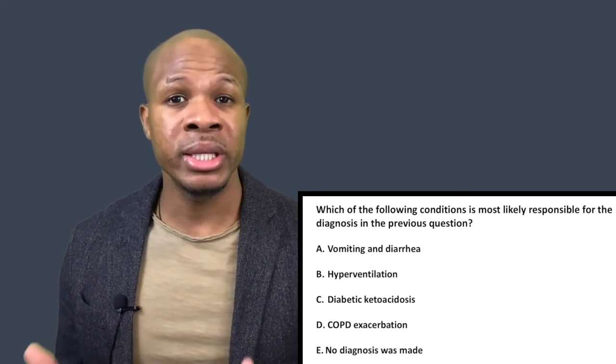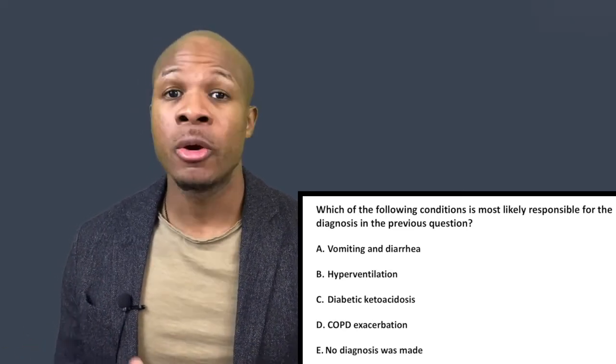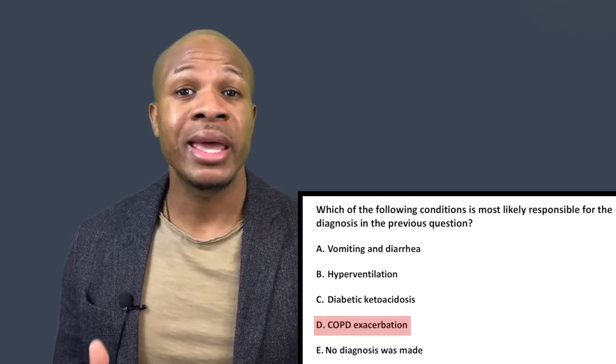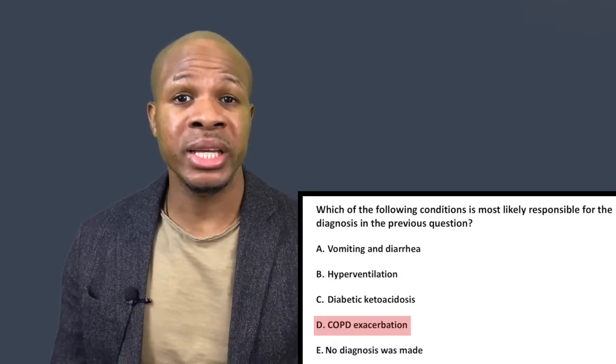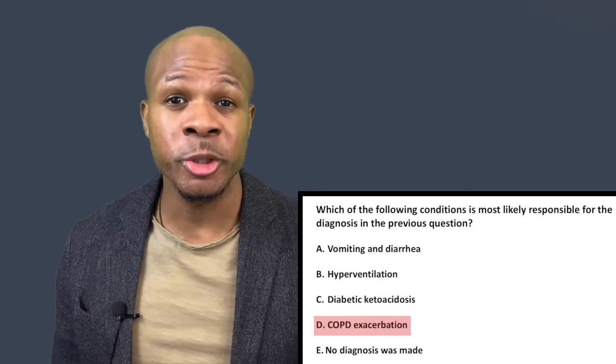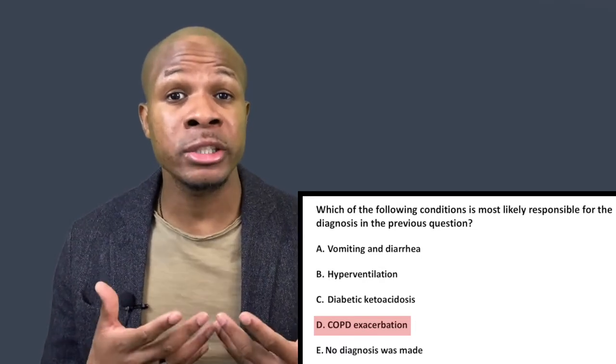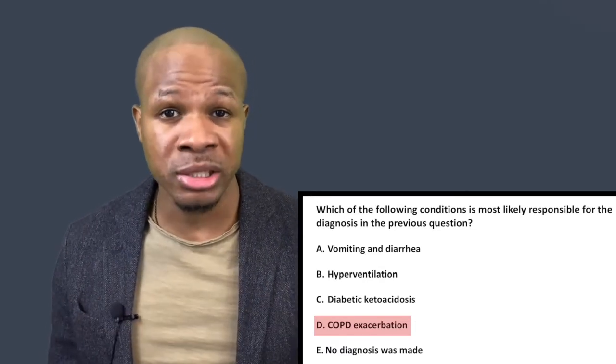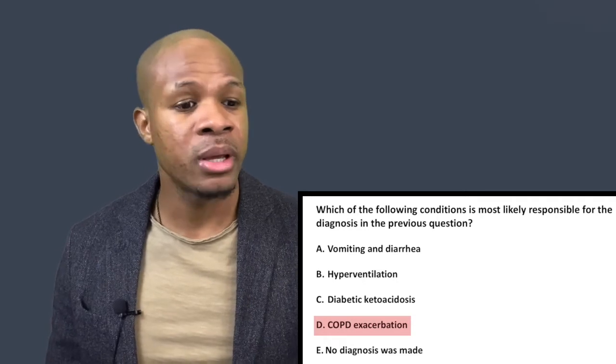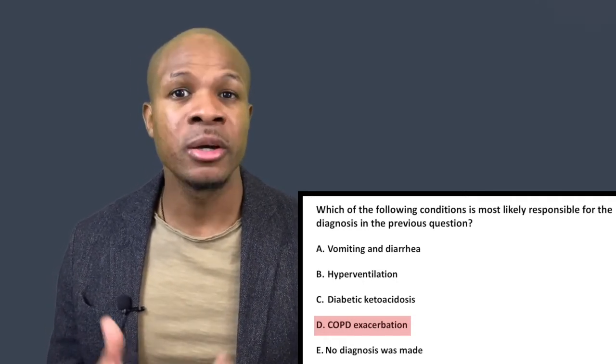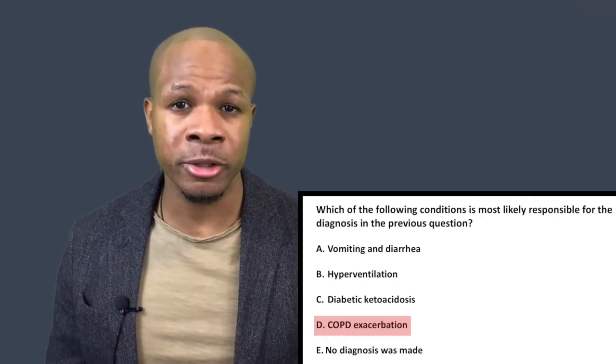And now we're left with D, COPD exacerbation, which is definitely something that will hinder a patient's ability to take in oxygen and eliminate CO2. So this will definitely lead to higher CO2 levels and lower oxygen level. So this would be the correct answer. And of course, E was incorrect because we did make the diagnosis of acidosis for this patient.